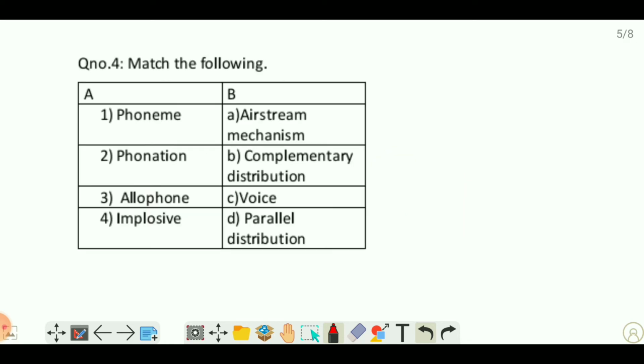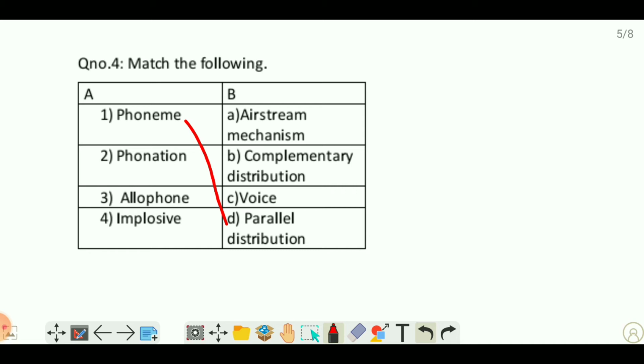Moving on to question number 4. Match the following. Phoneme. A phoneme is always in parallel distribution. Two sounds are in parallel distribution if both the sounds can occur in the same structural slot and change the meaning.